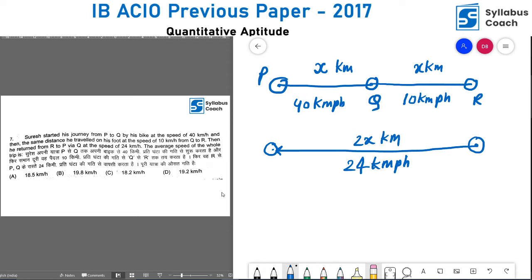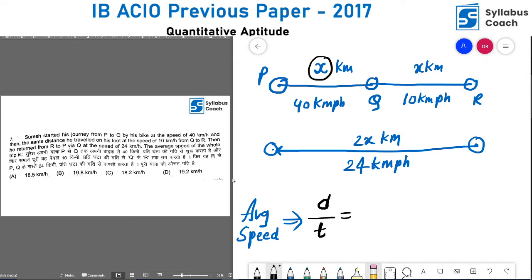And now what is he asking? He is asking us to find out the average speed. How would I calculate the average, students? It is simply the total distance divided by total time. So the total distance is nothing but x plus 2x plus x, which is 4x.